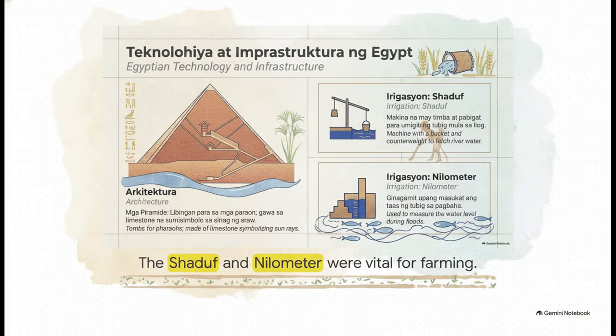To tame their environment, the Egyptians came up with some ingenious environmental adaptations. Let's translate two of their major irrigation tools. First is the shaduf, which is this brilliant machine using a bucket and a counterweight to easily fetch water straight up from the river. Second is the nilometer, a clever stepped structure used to measure the exact water level during those annual floods. Talk about ancient engineering, right?